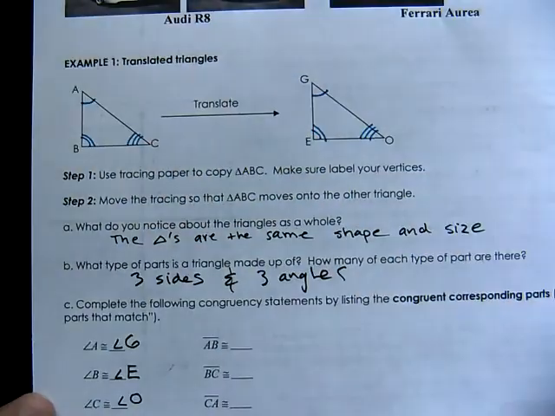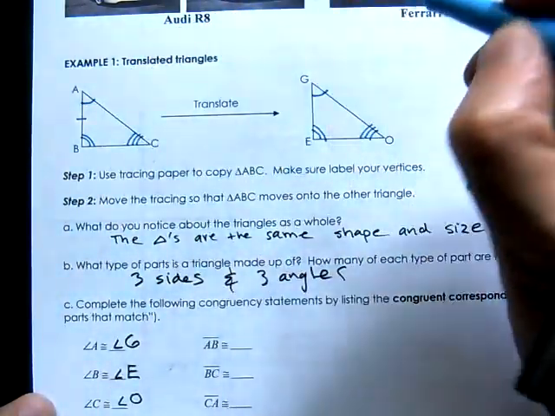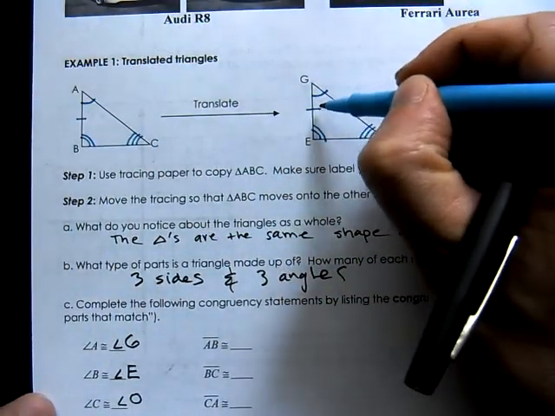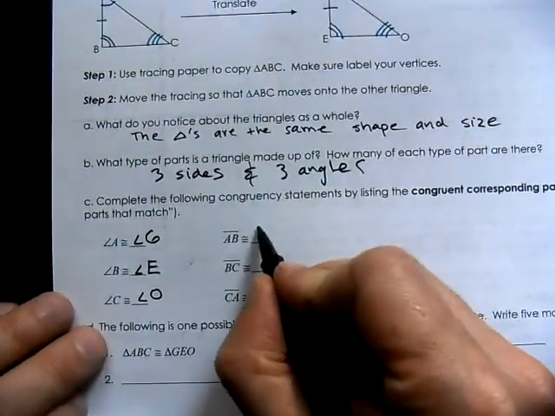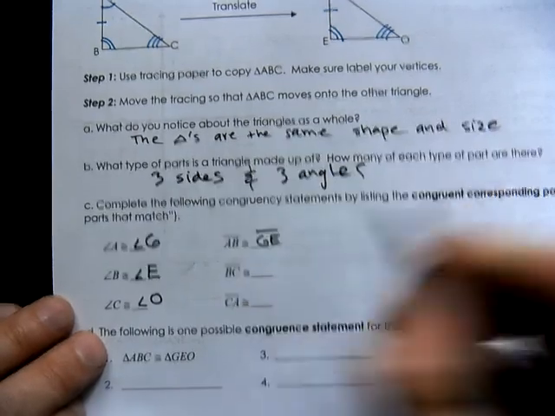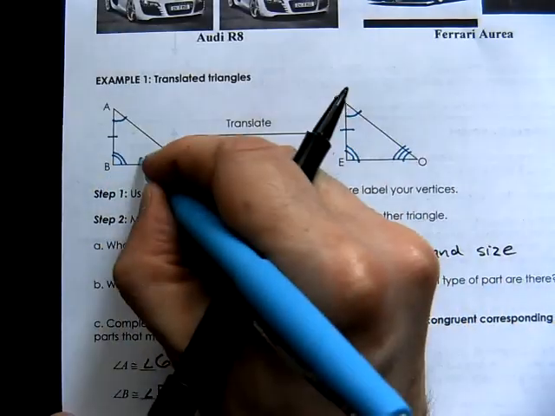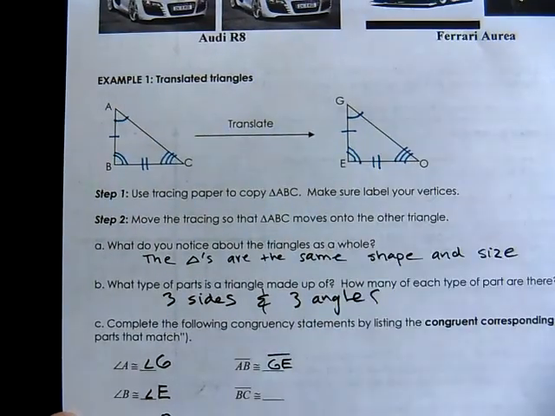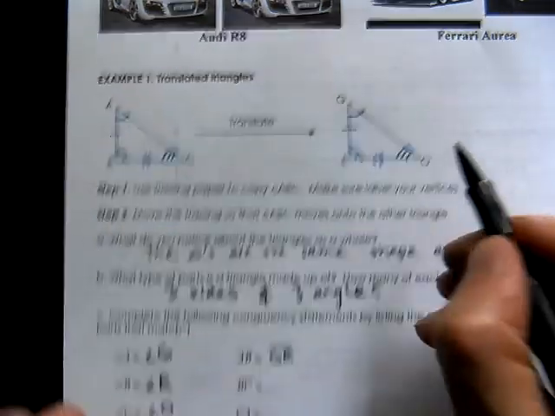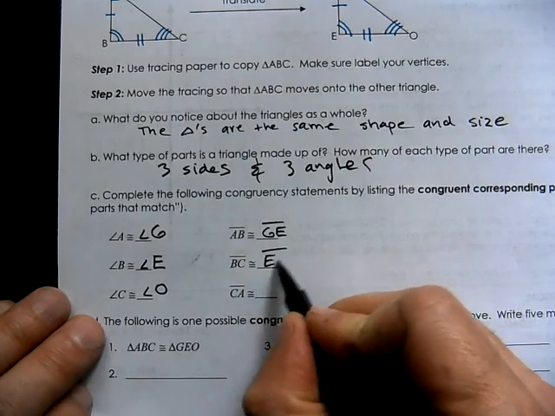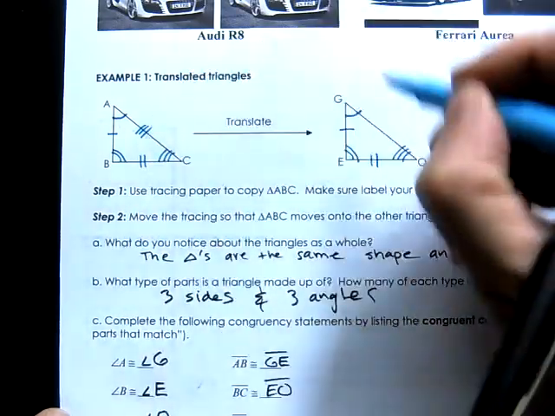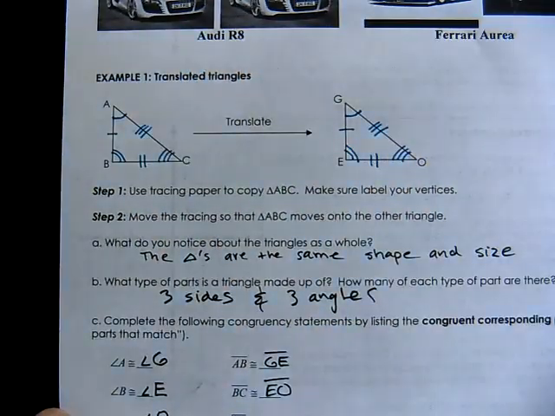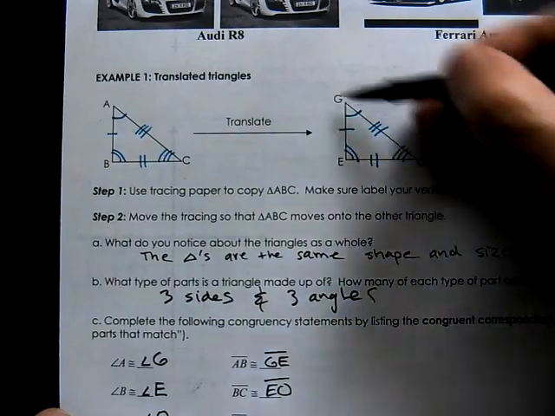And then we have to check all the sides, and we already checked the height, and that was the same length as the height on the second triangle, so that means segment AB is congruent with segment GE. And then the base of the triangle, give that a double tick mark, and the base of the second triangle. So segment BC is congruent with segment EO. And the final side then, of course, give that a triple tick mark. So segment CA is congruent with segment OG.